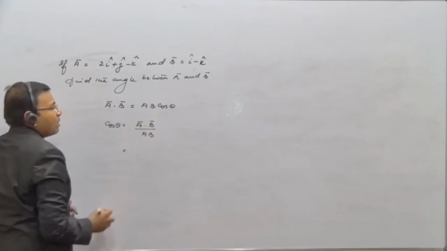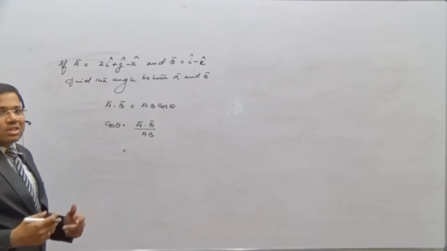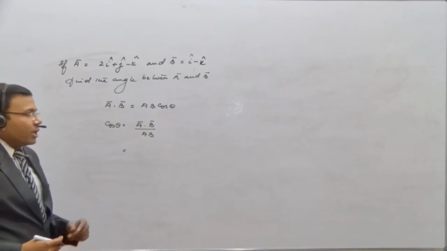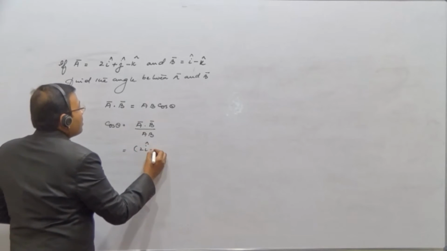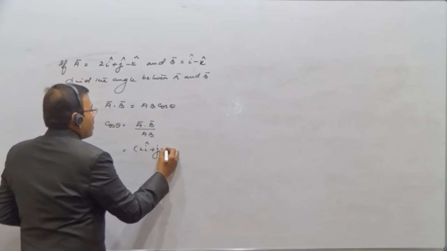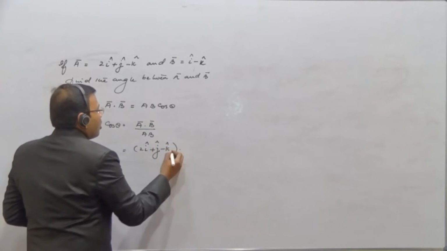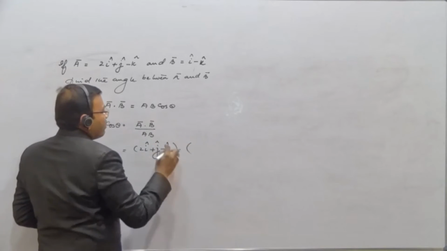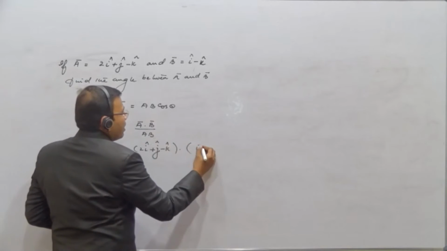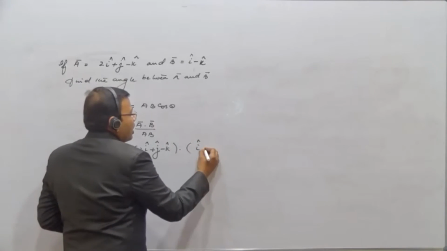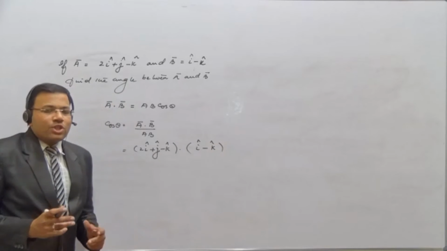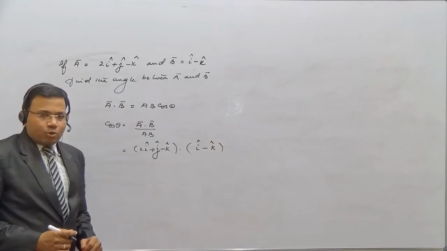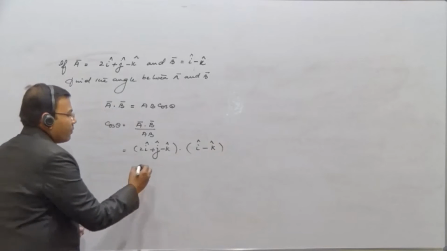What is this A bar dot B bar? It's a multiplication, I can say the scalar product. So we do that only. The scalar product of 2i plus j minus k dot, what is B? B is I minus k. Here I am writing directly I minus k. The coefficient of j is 0. You have to be very careful.